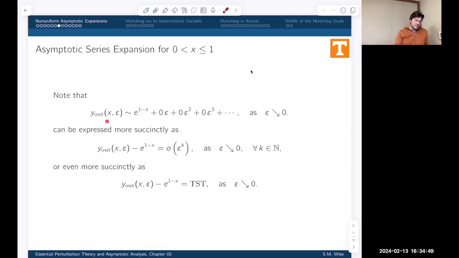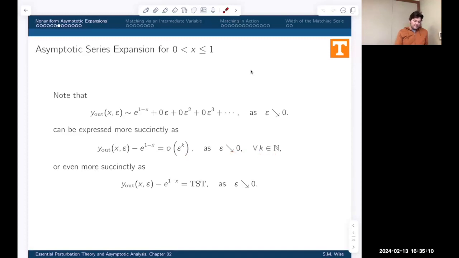Okay, so this is what we have. And because of this, we can immediately show that we have y_out minus e to the 1 minus x is little o of epsilon to the k as epsilon goes to 0 for all k.